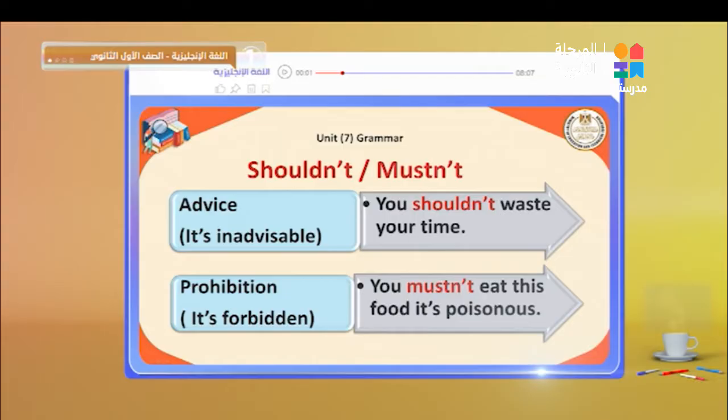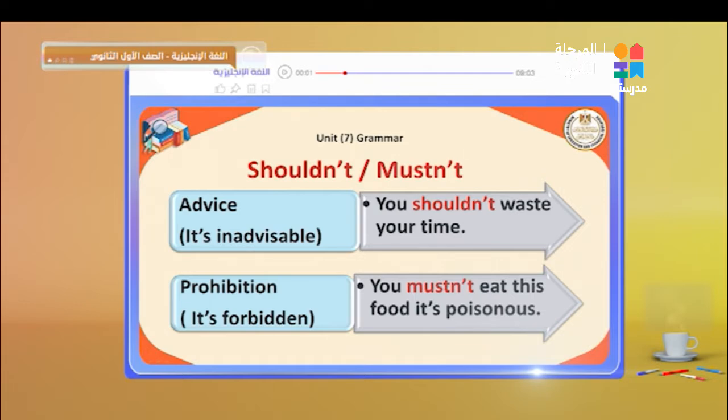What about the negative form, shouldn't or mustn't? For advice, when something is inadvisable, means it's not advisable to do this thing, I advise you not to do it, we say you shouldn't. And we can say also you oughtn't to, or you shouldn't. You shouldn't waste your time. I advise you not to waste your time, so you shouldn't waste your time.